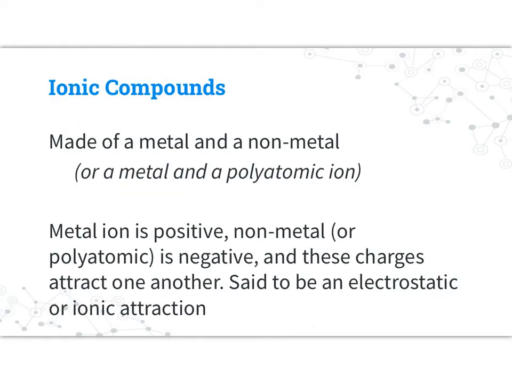Ionic compounds, we learned, are made of a metal and a nonmetal. Or what we'll learn is a metal and a polyatomic ion. The metal ion is positive. The nonmetal, or the polyatomic, is a negative charge. And these charges attract one another. This can be said to be an electrostatic interaction. Electrostatic just means a positive and a negative attracting one another.